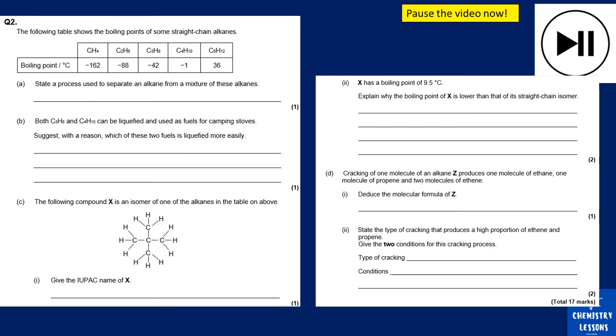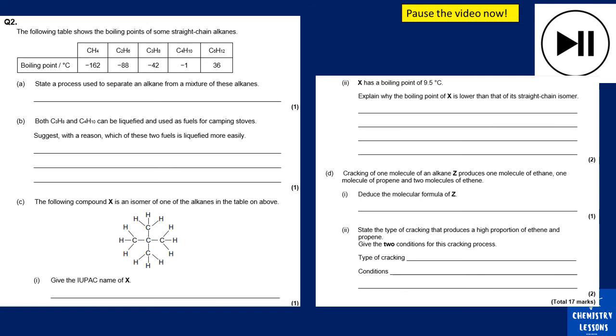State the process used to separate an alkane from a mixture of alkanes. Well, the process used is fractional distillation. It does need to be fractional distillation as well, not just simple distillation, because there is a difference. So it must be fractional. Fractional is where we're going to have multiple parts of this. We're separating more than one thing. So fractional distillation is needed.